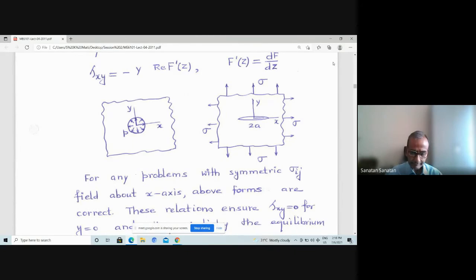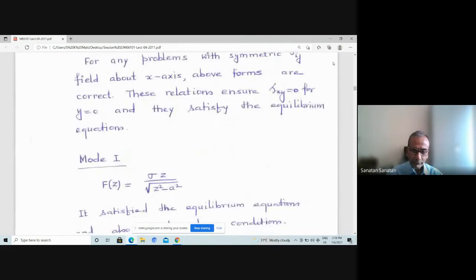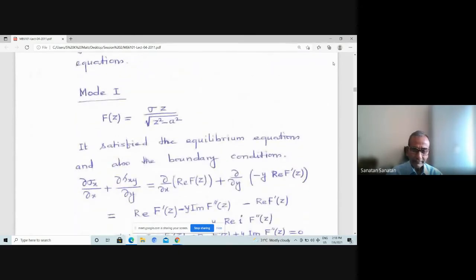So that's it. We would like to look into a solution for this problem with this approach, and therefore I'll try to have your attention to understand this. We are trying to solve the mode 1 problem, wherein the Westergaard stress function is all that is required to find the distribution of stresses and strain in the whole panel with the crack of size 2a, and its center is at the origin.